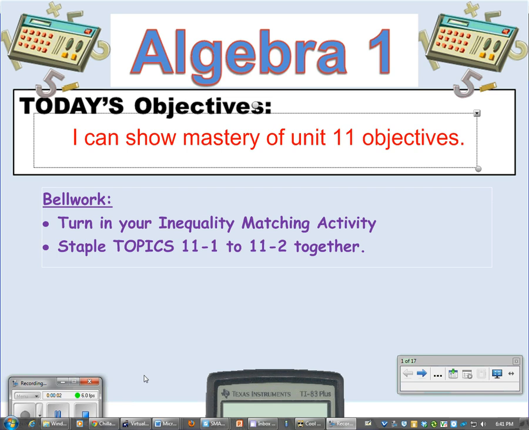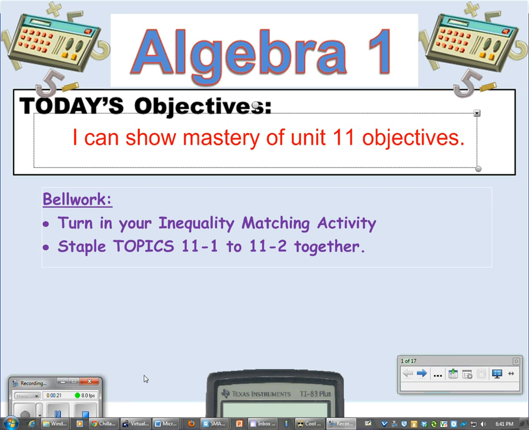This is the review for Unit 11 for Mrs. Dudo's Algebra 1 class. You should have your topics 11-1 and 11-2 assembled so that you can use them on the review itself. You also need to turn in the inequality matching activity to the substitute.